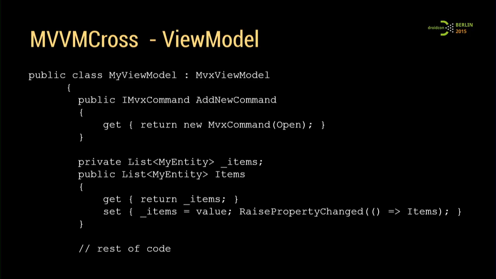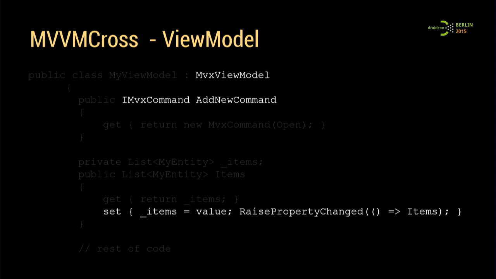But maybe some of you already see this, when we set the value on our property items, we are raising the raise property changed event. And this event will inform MVVM Cross that something was changed in our view model, and MVVM Cross will automatically update our view. So as you can see, we don't have find view by IDs. We don't have to write any adapters. It's great because it saves us a lot of time.